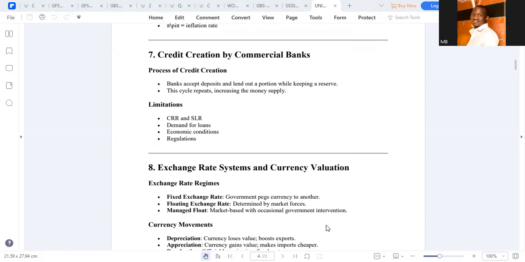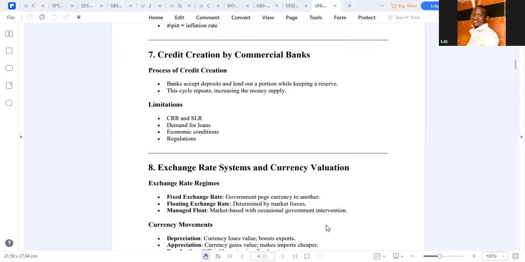I've talked about the process of what? Credit creation. Simply, the role that commercial banks play in expanding the money supply. So the banks will accept what? The deposits from the public. A portion will be kept in reserves according to the stipulated reserve ratio, and the excess will be lent out. So borrowers will spend the money in line with the recipients' deposits, and the cycle repeats itself. Now the limitations: I've talked about the reserve ratio and the statutory lending ratio, demand for loans, etc.